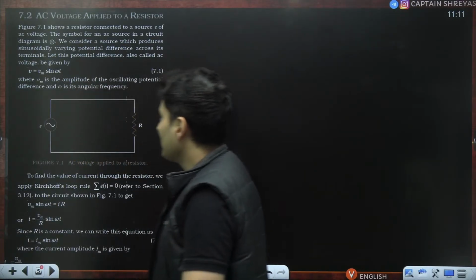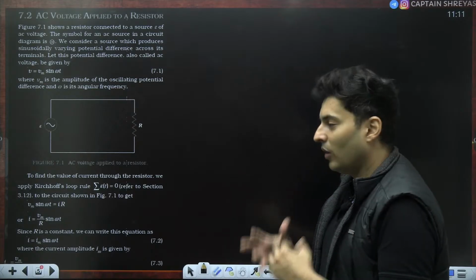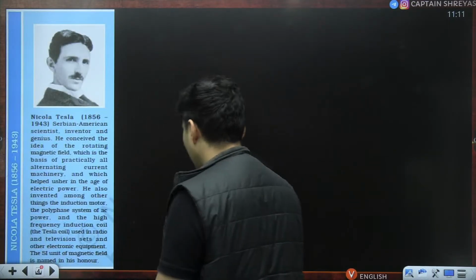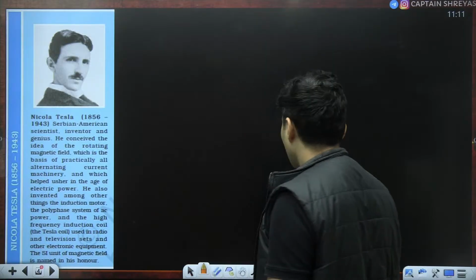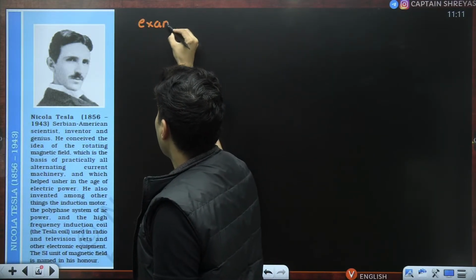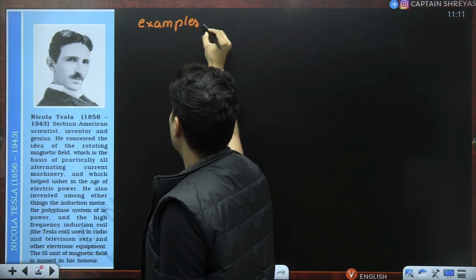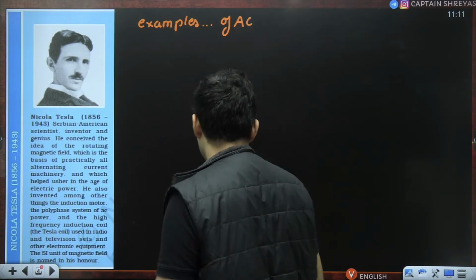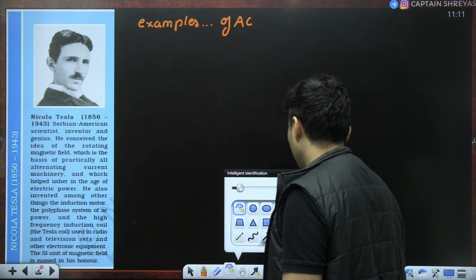All right. So starting off with alternating voltage applied to a resistor. First of all, let me give you some examples of AC, some examples of alternating current. Let me just give you some of them.